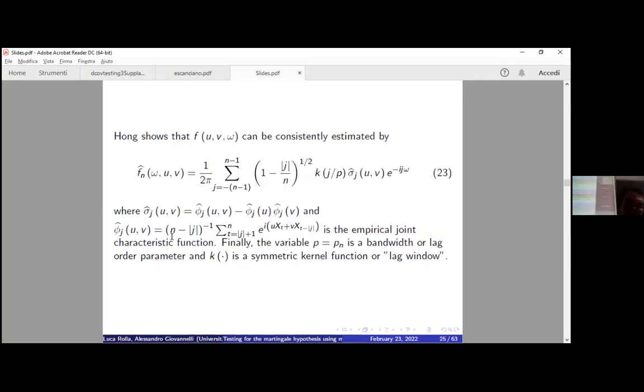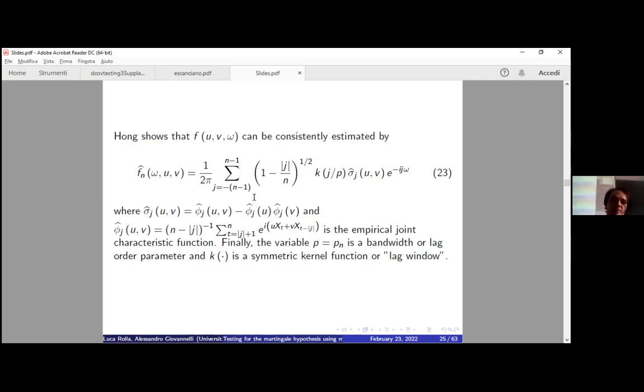This is a sample estimator of the generalized spectral density. And basically how Hong defines it, he is using empirical characteristic functions. And here you see we are using a kernel, and the variable p is just a bandwidth variable or lag order parameter in the kernel.